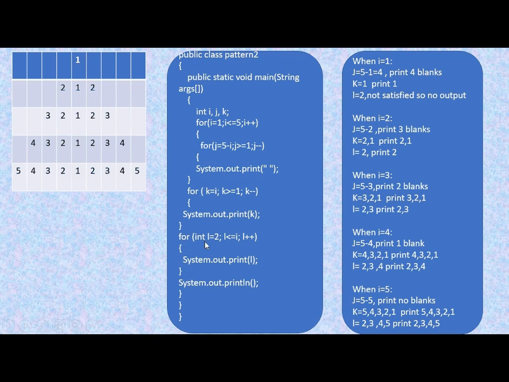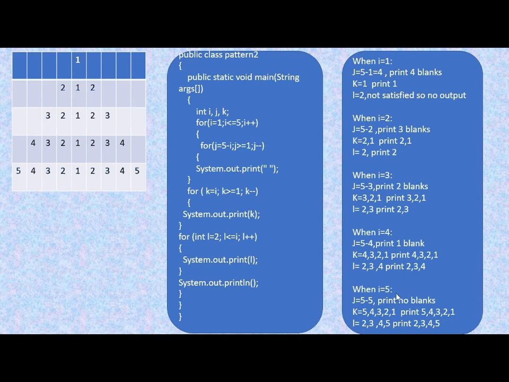Similarly, L's value is starting from 2 and now the current value of I is 3. So this should be less than or equal to 3. So the current value of L will be 2 and 3 and this will print L. So this is going to print 2, 3. Here you can see that 2 and 3 is printed. Similarly, these are executed for I equals 4 and I equals 5. So this is the dry run of the program, meaning how this code will be executed.